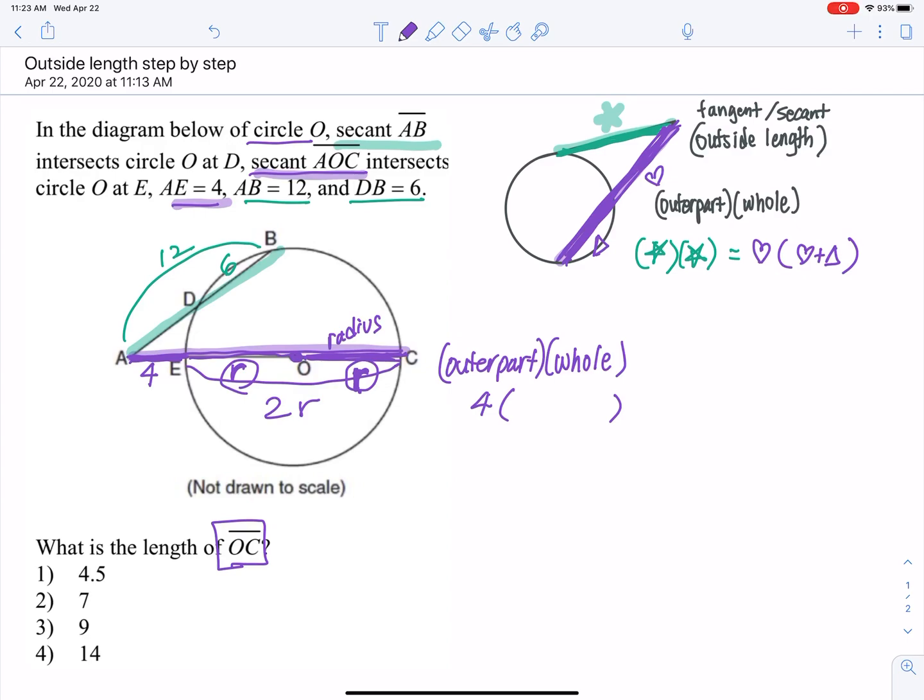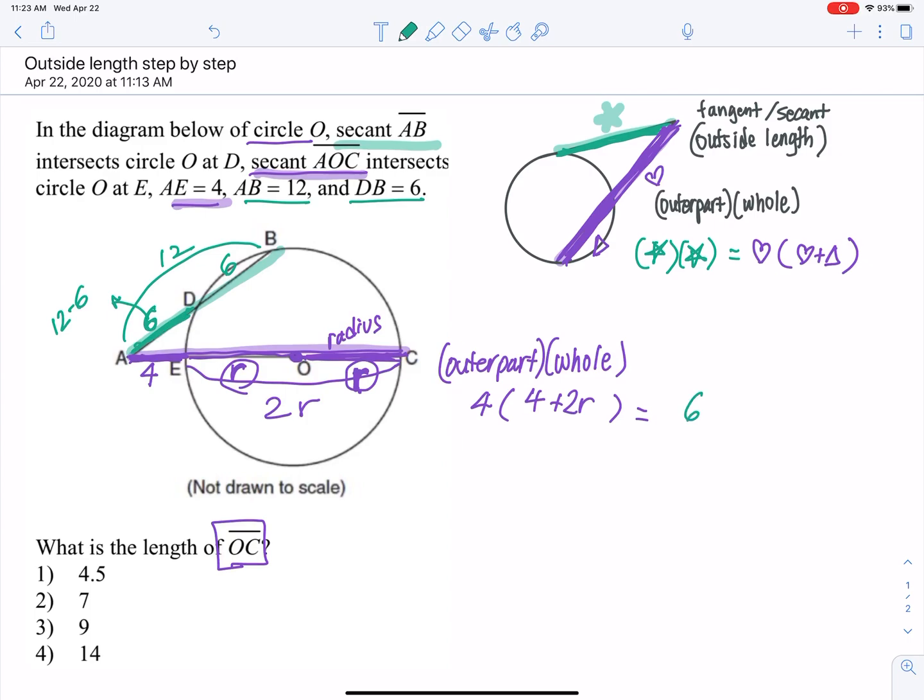So if I go back to the formula here, we were talking about the outer part was 4, and so the whole thing would be all of this together. And so that would be 4 plus 2R. Now let's look at the green part, and so the outer part, they didn't give it to us. However, they did say that the whole secant was 12 and this other side was 6. So in order to find the outer part, this part here, it's the whole thing minus the other part, which is 6.